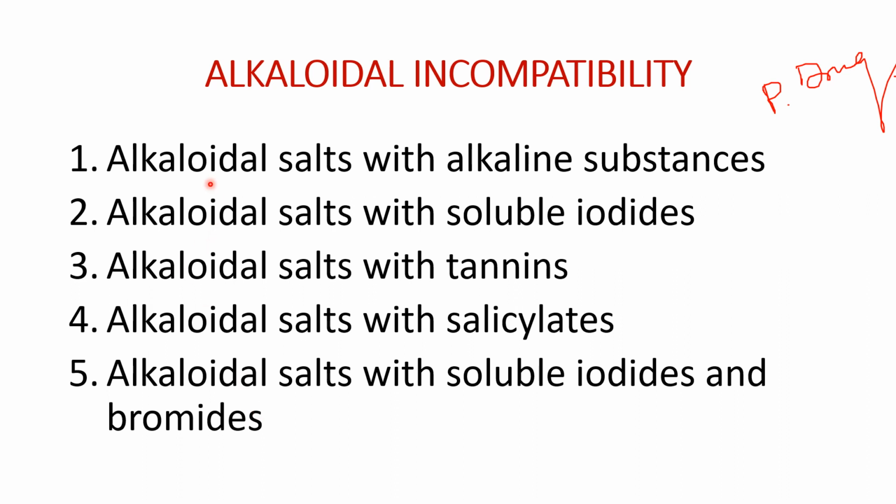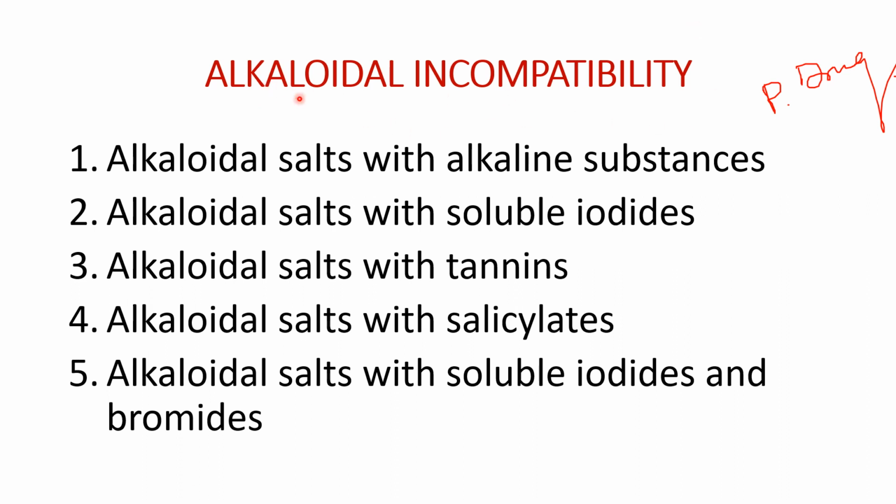Number 1. Alkaloid salts which are incompatible with alkaline substances. Now simply call it alkaloidal salts with alkaline substances. Number 2. Alkaloidal salts with soluble iodides. Number 3. Alkaloidal salts with tannins. Number 4. Alkaloidal salts with salicylates. And the 5th, alkaloidal salts with soluble iodides and bromides. This is very important, guys.